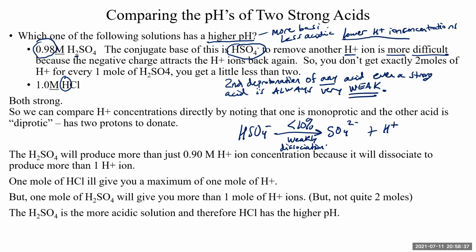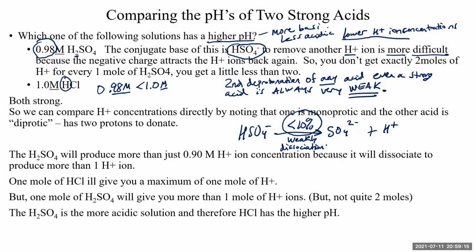So we can compare hydrogen ion concentrations directly by noting that one is monoprotic and the other is diprotic, except there's only one problem. Even if we produce all 0.98 molar from the first dissociation, that's still less than 1 molar. Is the second deprotonation enough to get us over that hump? The answer is, it depends.